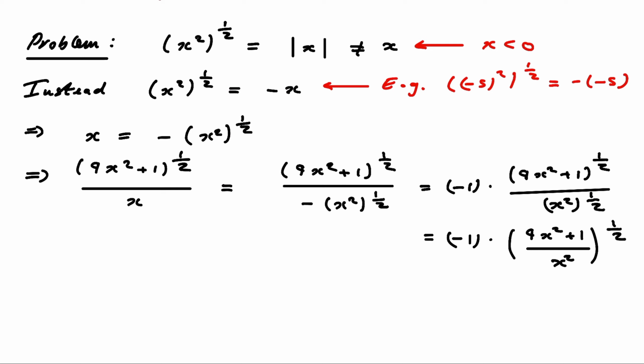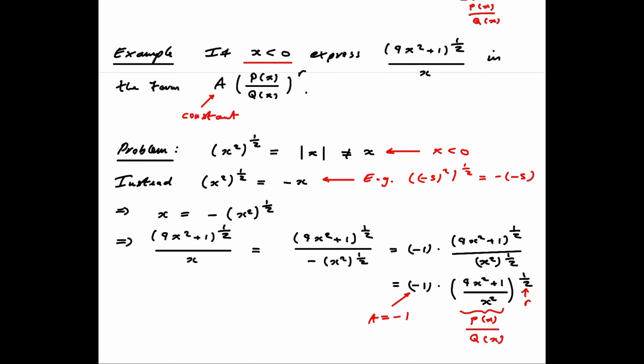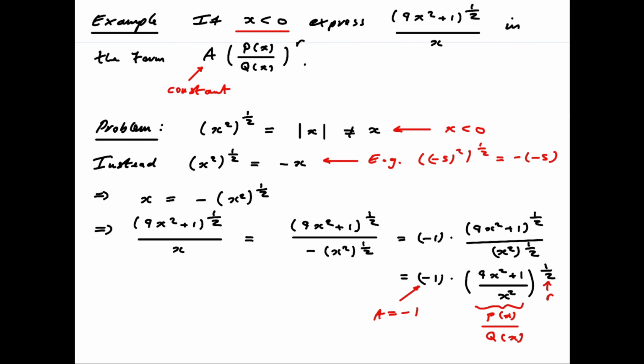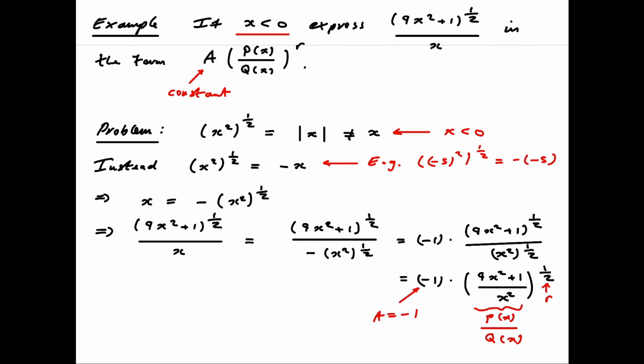Bingo. So what do I have? Finally, I have a as minus 1. I have this as px over qx. And this is my r. So let's just zoom out a bit to make sure we can see this whole thing in one go. Serious example. Let me just talk through it one more time.